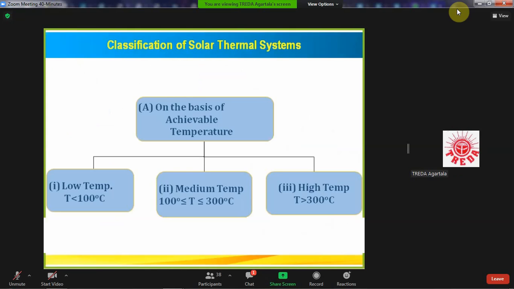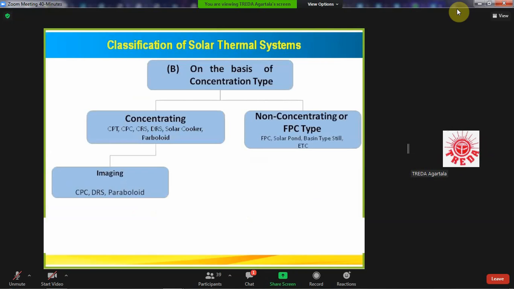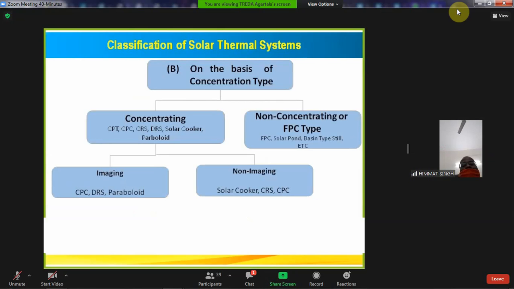Achievable temperature: low temperature is below 100 degree centigrade, medium temperature 100 to 300 degree centigrade, and high temperature above 300 degree. On the basis of the concentration type, concentrating and non-concentrating, and non-emerging solar. These are the types of solar thermal system.